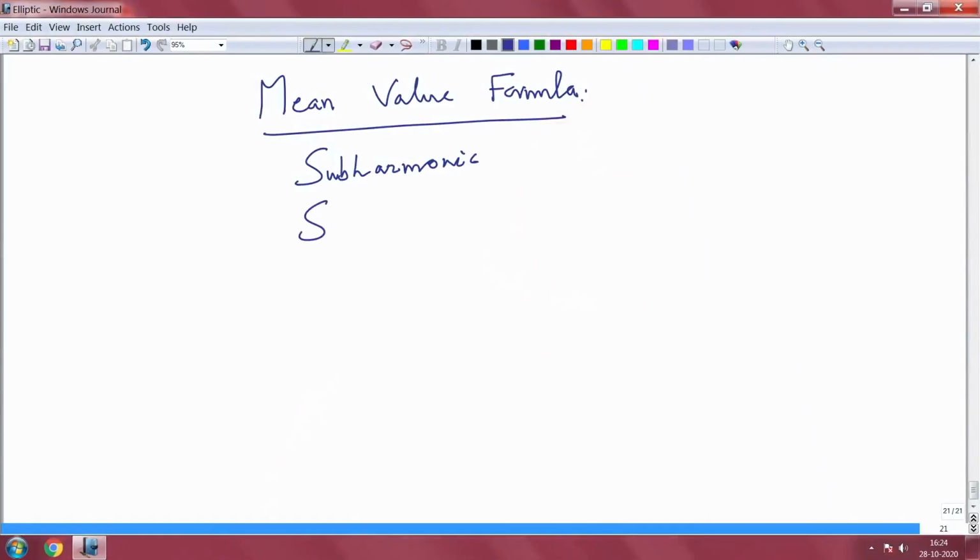So, what I am going to prove in the next few lectures is, first I will introduce what is called a mean value formula. In this setup, you will understand what a subharmonic function is. You will understand the meaning of subharmonic etc. as we go along. Harmonic, and you will call it superharmonic.